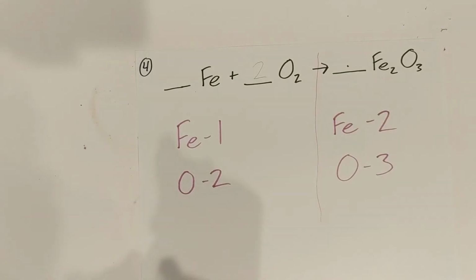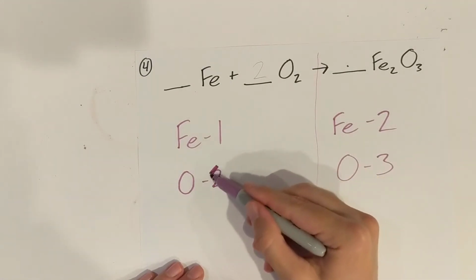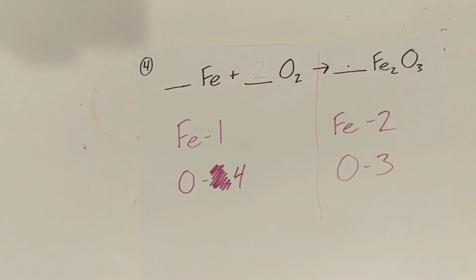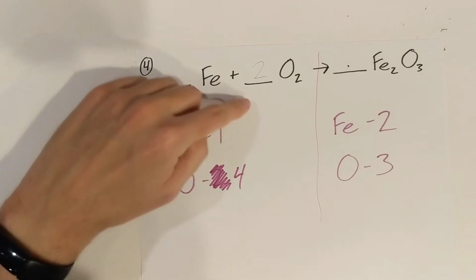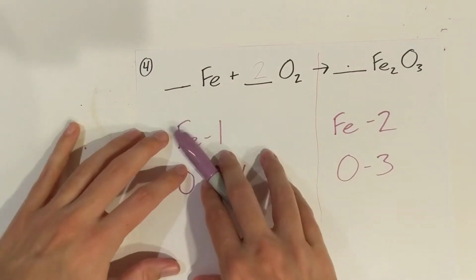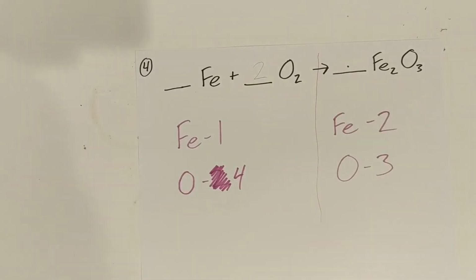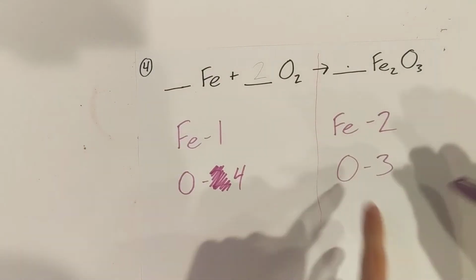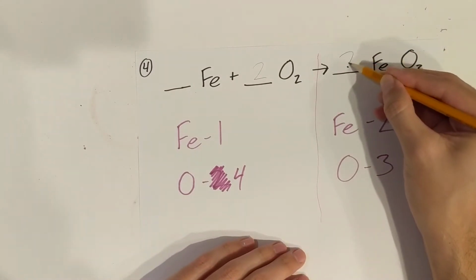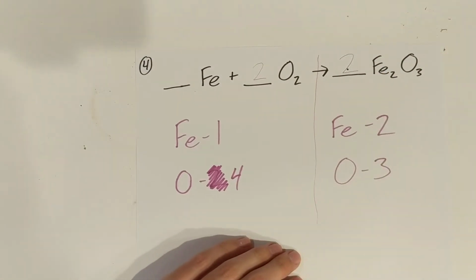So if I throw 2 there, I could change that to a 4. Because that's how many oxygen I have now. But now I got more oxygen on my left side than my right side. So now I have to increase my oxygen on my right side. And the only way to do that is by adding a coefficient there.